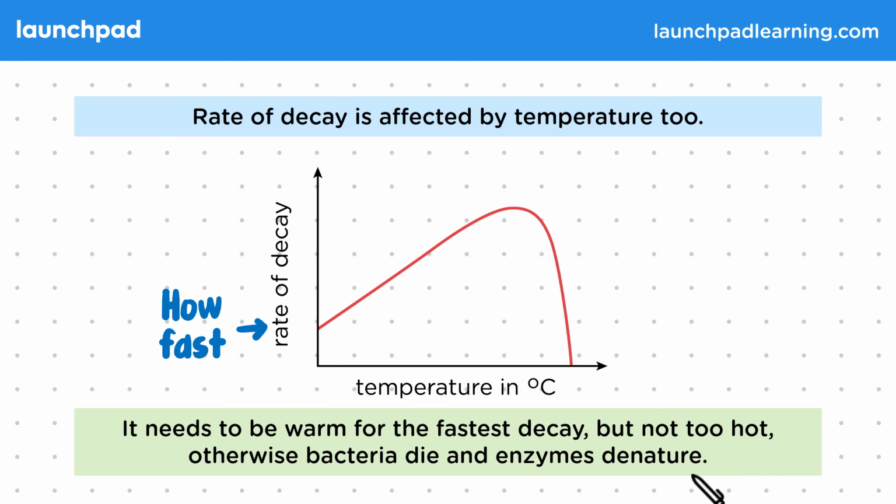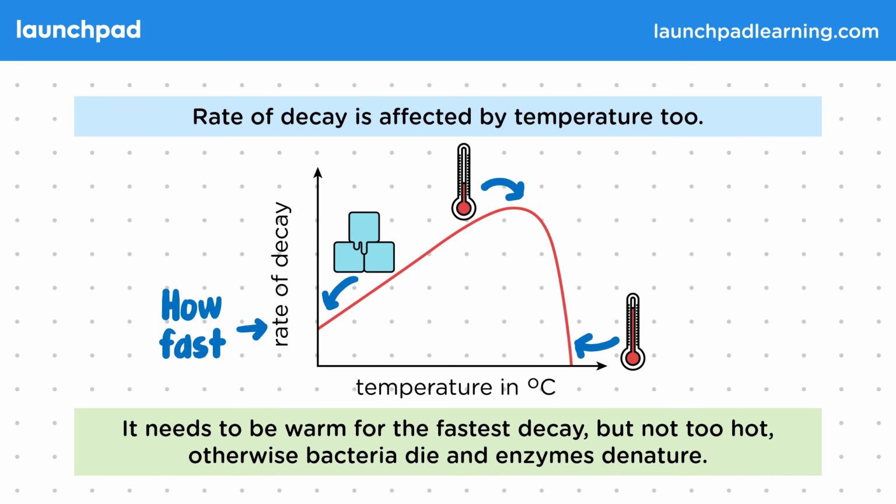So, by looking at this graph, we can see that the rate of decay is slow at low temperatures, and generally warmer temperatures increase the rate until it gets too hot and can lead to bacteria dying or enzymes denaturing. So how can we calculate this rate of decay?